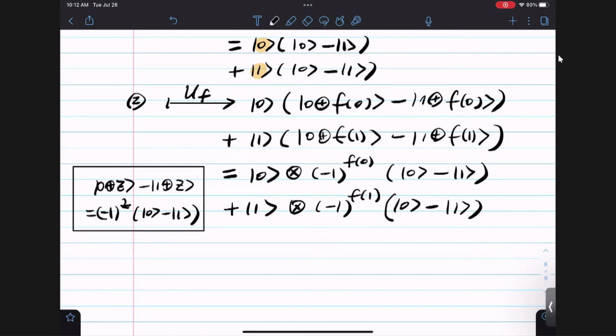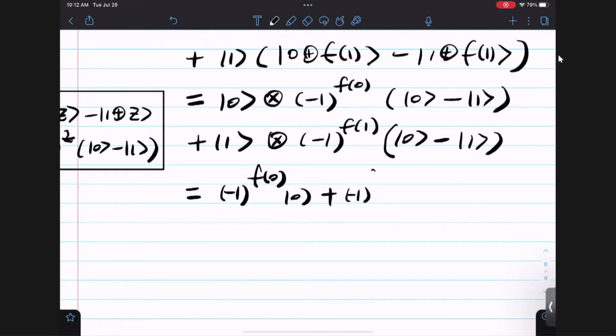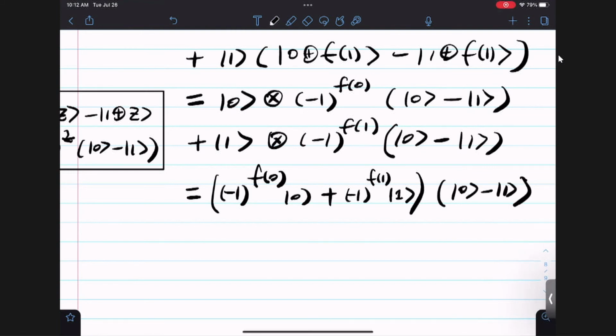Okay, now we can combine terms because these are just phases, like complex numbers. You can put them around anywhere. So we can combine these two terms and get (-1)^f(0) |0> plus (-1)^f(1) |1>. That's what we have on the first qubit, and the second qubit is |0> minus |1>.